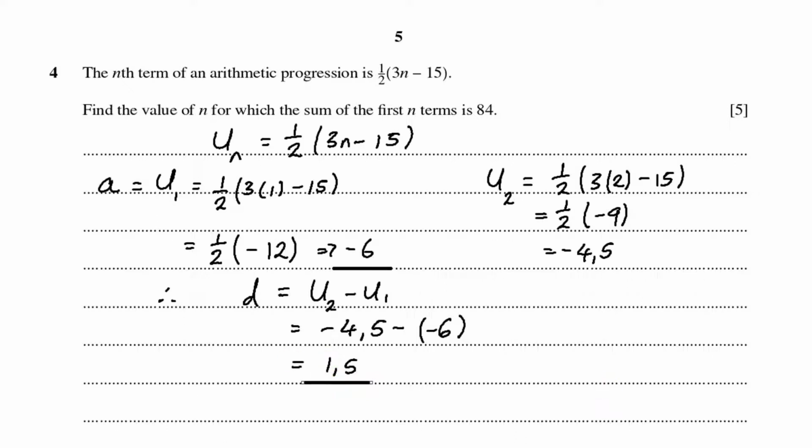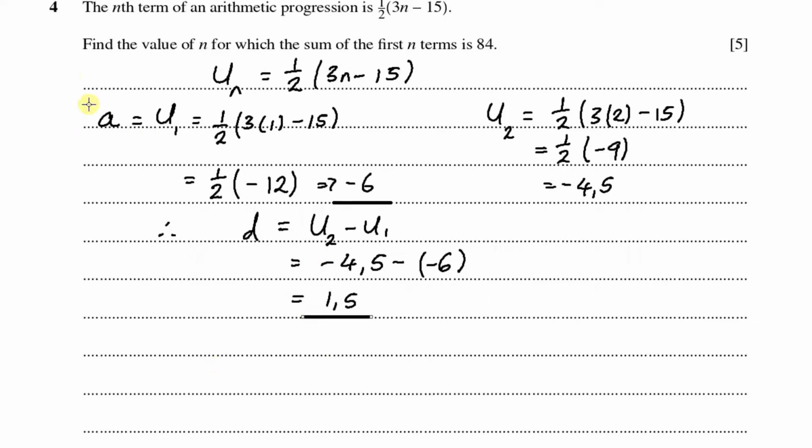So now that we have these two, the question says, find the value of n for which the sum of the first n terms is 84. So we know the formula for the sum of the first n terms of an AP. That sum to n is n over 2 times (2a plus (n minus 1)d).